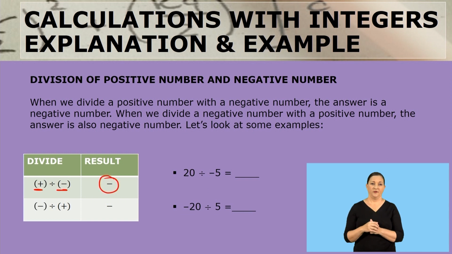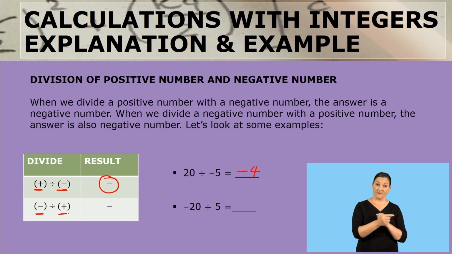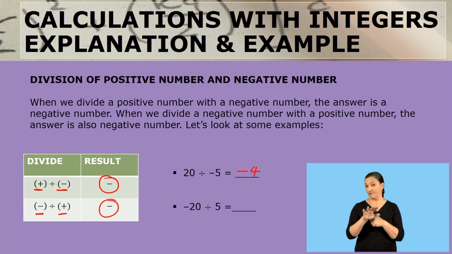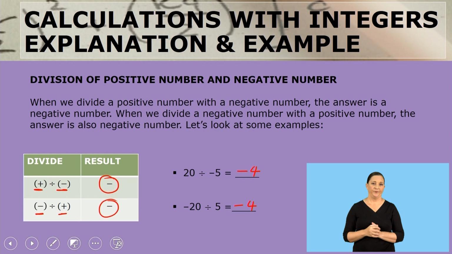For example, here, if I have a positive 20 divided by a negative 5, the answer is going to be a negative 4. And again, if I am dividing a negative number with a positive number, the answer is going to be a negative number. For example, there we have a negative 20 divided by a positive 5, and the answer is still a negative 4.